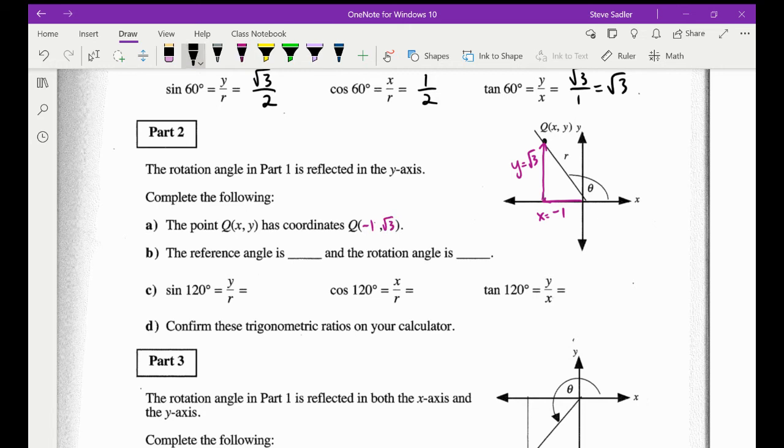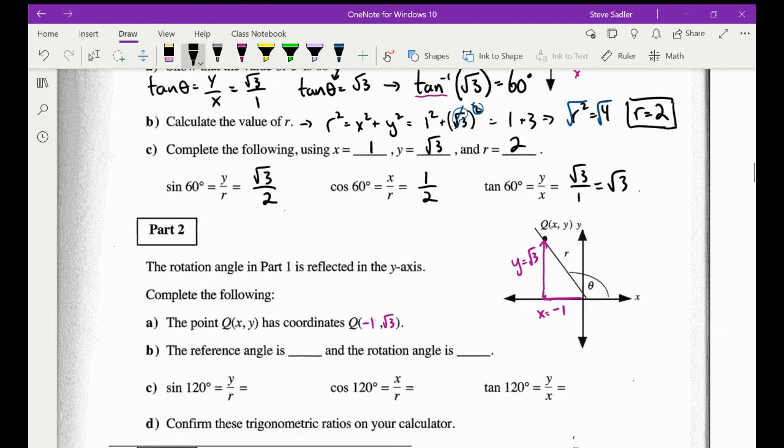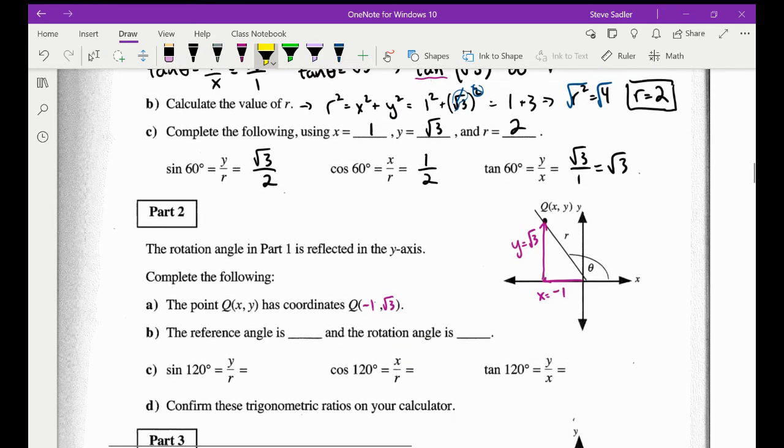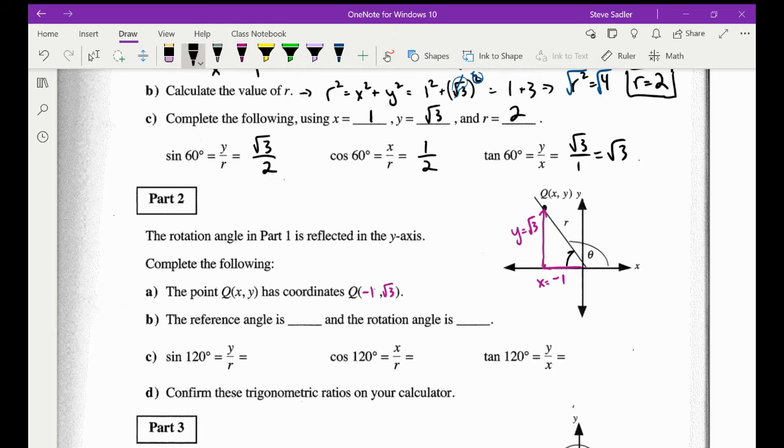In this case, the reference angle is, well, the angle up here we said was 60. So that means this is going to have the same reference angle, 60 degrees. And that means the rotation angle is going to be 180 minus 60. And that gives us a rotation angle of 120 degrees. We know all the sides now. So we know if x is negative 1 and y is root 3, r is going to equal 2.